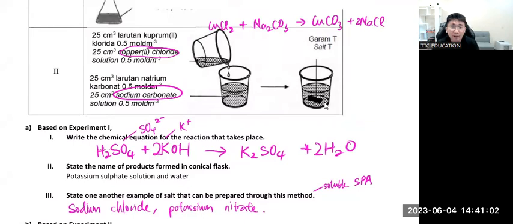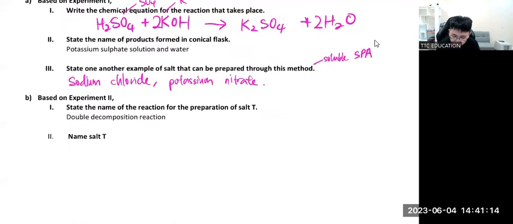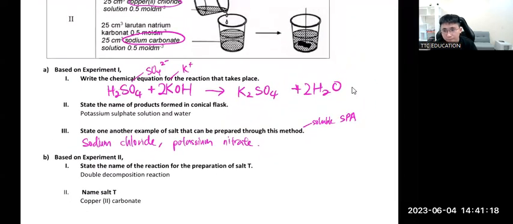Because what comes out as solid must be insoluble. If it's soluble, then it will not be a solid. So which one is insoluble? Which one is soluble? According to what we know, carbonate is insoluble. So we know the name. This one here is supposed to be called copper 2 carbonate, the CuCO3.